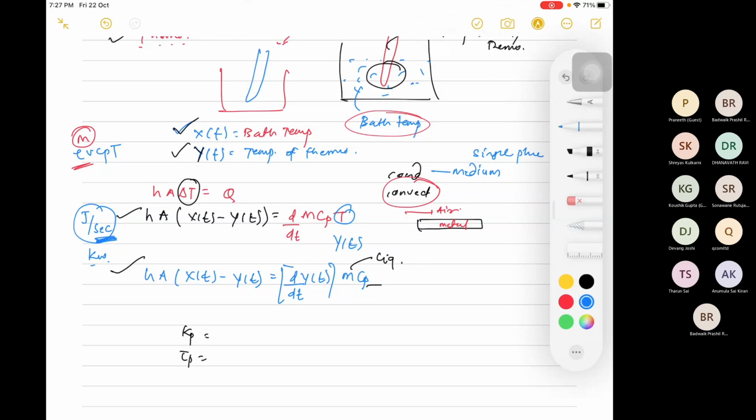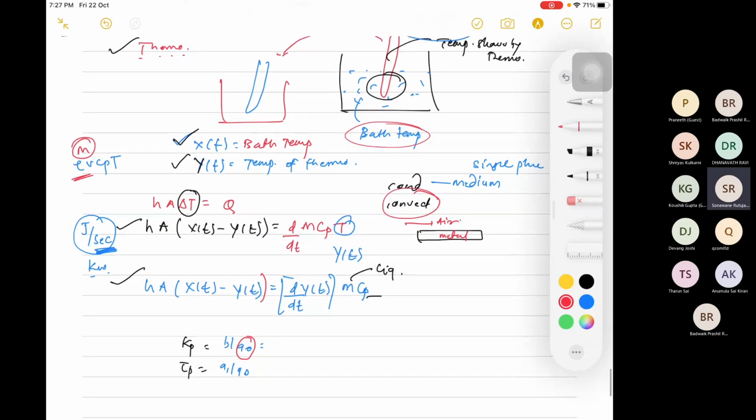Kp is what? B by A naught. Tau p is what? A1 by A naught. What is B? B is basically coefficient of input divided by coefficient of output. Can you tell me what is the coefficient of input using this equation? First tell me what is input. Input is X, right? What is its coefficient?